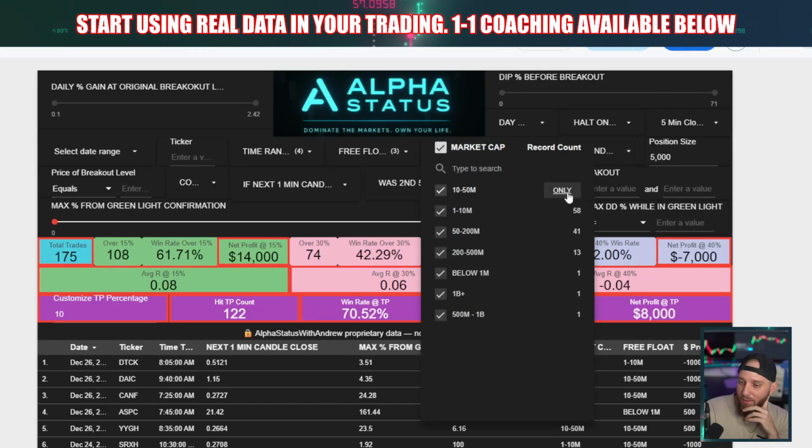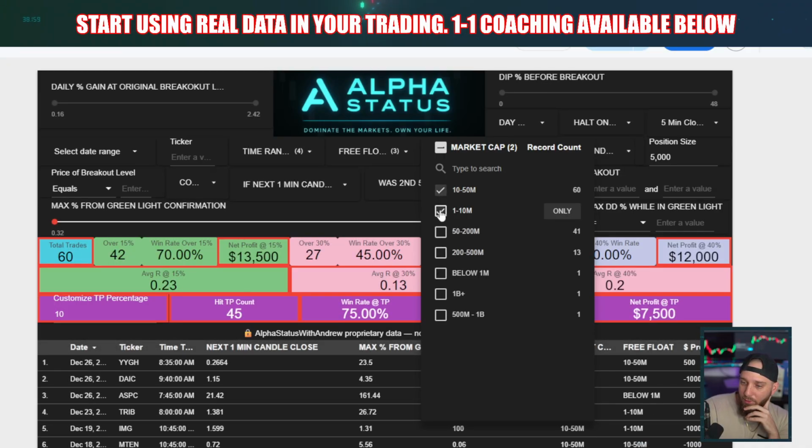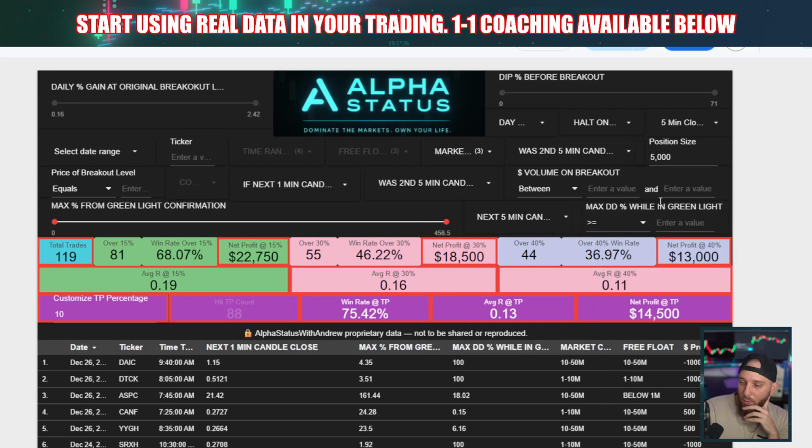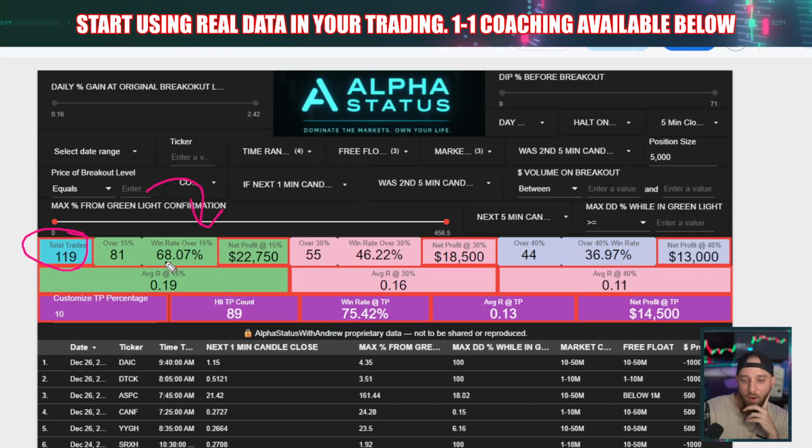Again, same thing. I have it in categories. So we're going to go 10 to 50. We're going to go 1 to 10. We're going to go below 1 million. So now you can see we're starting to get a little more specific here. We got less trades. We got 119. But take a look at that motherfucking win rate, boys. That win rate is 68%.